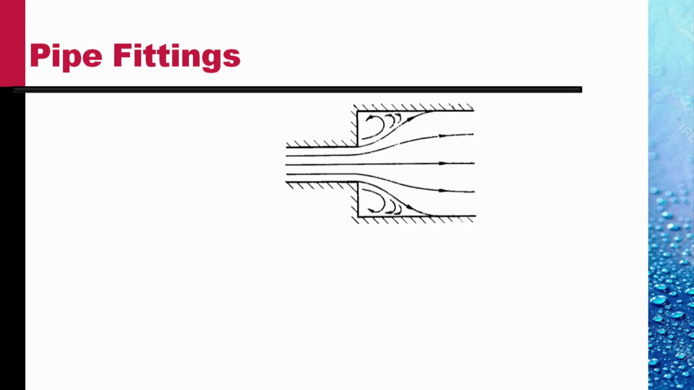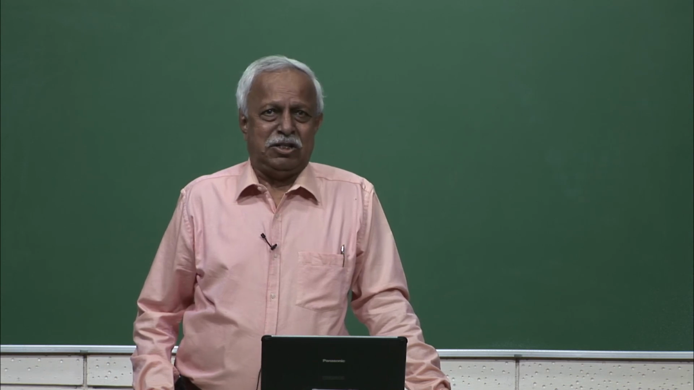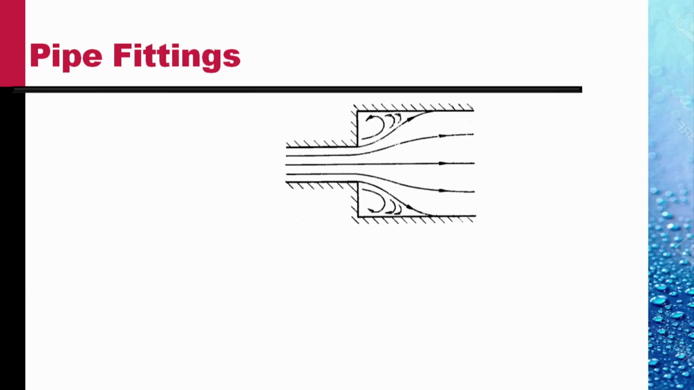I end this lecture with a description of two pipe fittings. One is in which there is a sudden increase in the cross section of the pipe, a sudden expansion of the pipe. The flow tends to expand, but the flow separates at this region, developing an annular dead water region. The fluid in this region does not move forward, it is just recirculating there.